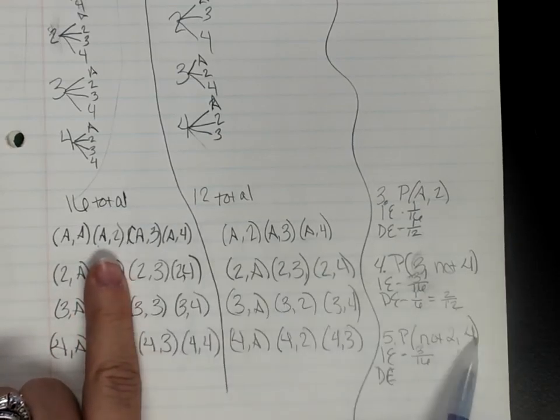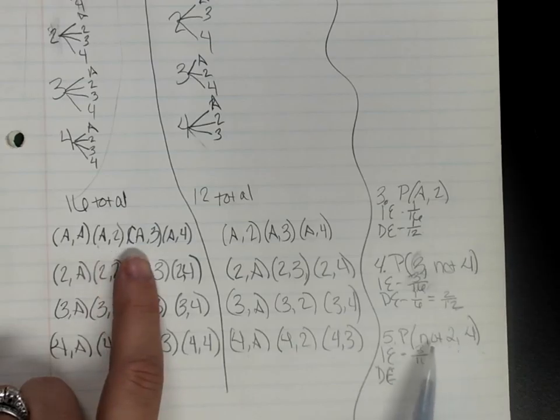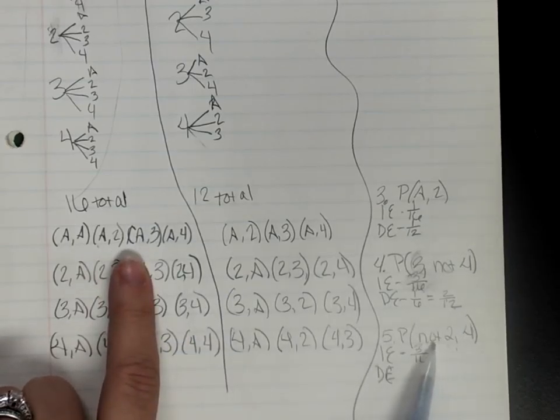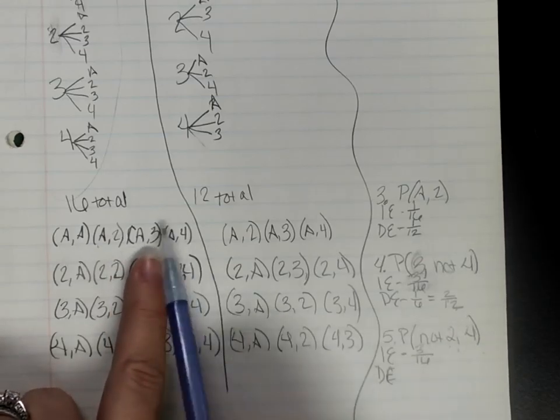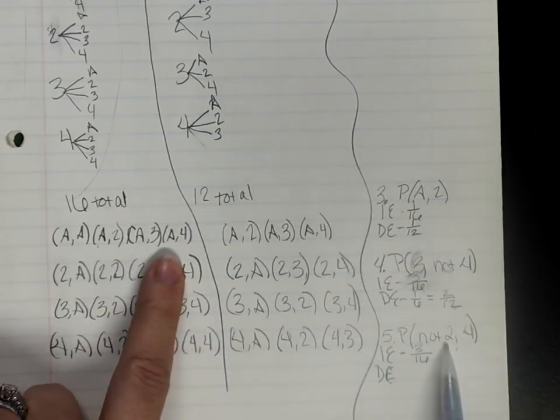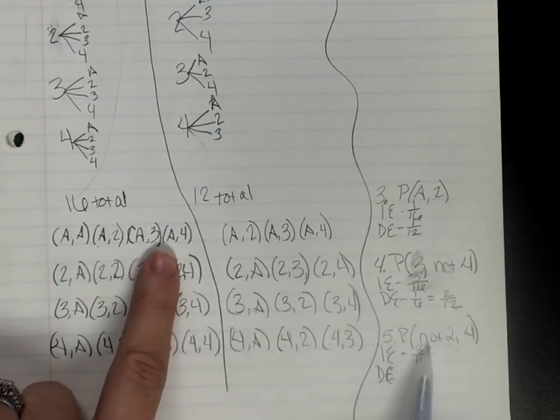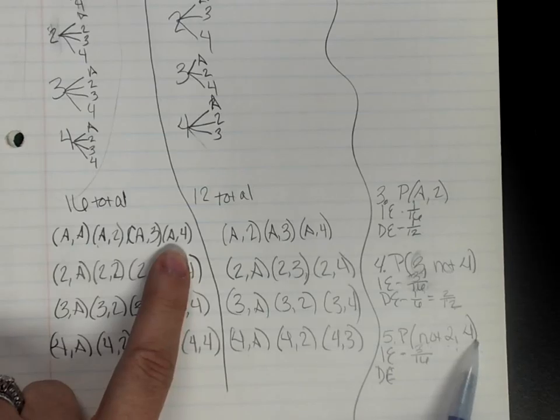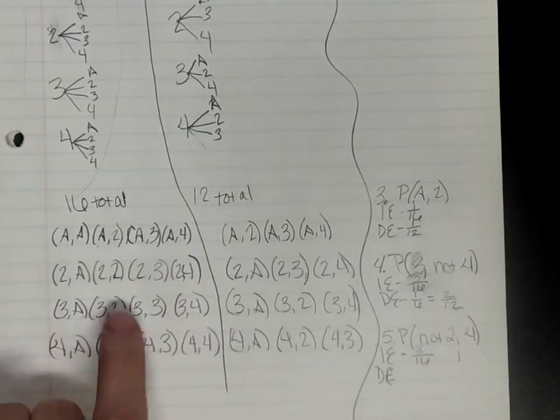Is 2 4? No. Is A not 2? A is not 2. Is 3 4? No. I'm trying to help her think through it. When you interrupt, it's distracting. Is A is not 2, is 4 4? So does that qualify for this? Yes, so that's 1. All right, let's do this.